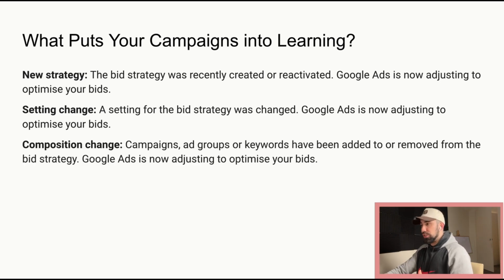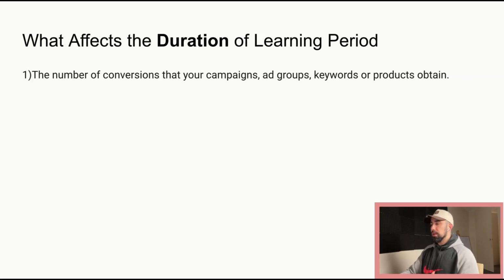Or a composition change. Let's say you introduced a new ad group, or you paused a keyword that's been getting a lot of conversions, but it's not at an ideal cost per acquisition. You kill that, and it's going to get into learning again. So these are the things that are going to put you in learning. But what affects the duration of the learning period? Some learning is going to be fast. Let's say you have a keyword that is not performing, you pause that. That is going to get into learning, but it's not going to affect a lot. It might be getting 10 impressions, 100 impressions, not a huge deal. You pause that, you're all good to go.